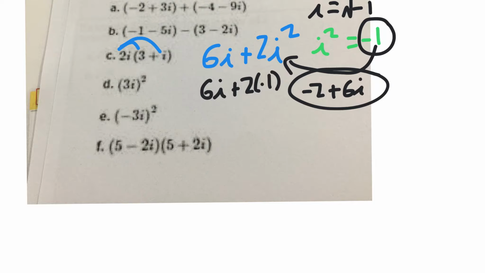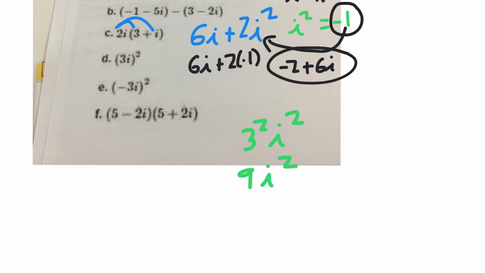On D, you've got 3i, all of it squared. So that means you have to square the 3 and square the i. So that becomes 9i squared. But we just established i squared is the same thing as -1. So that's 9 times -1, which is -9.